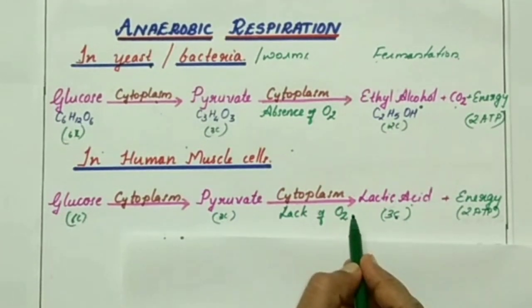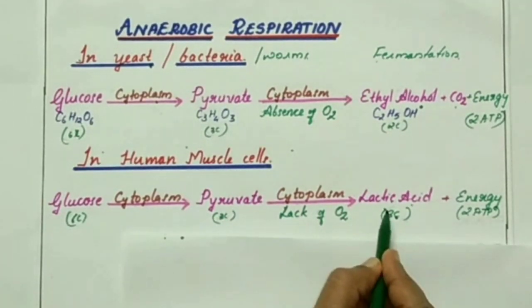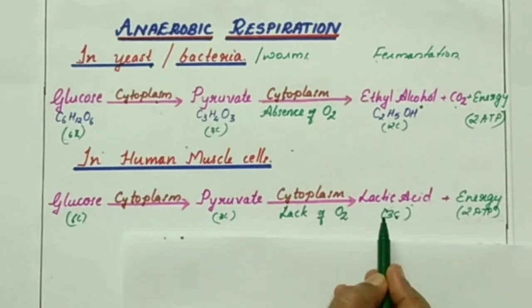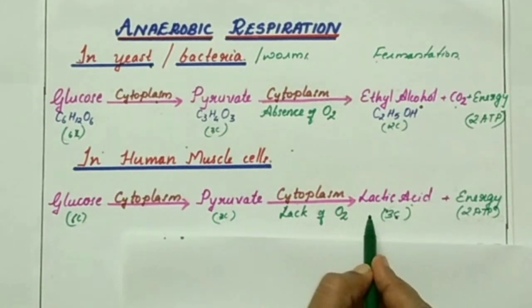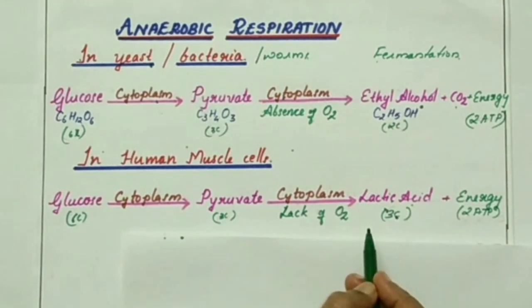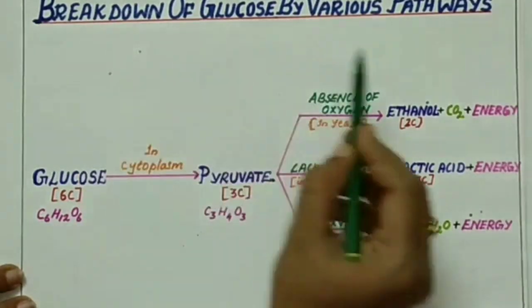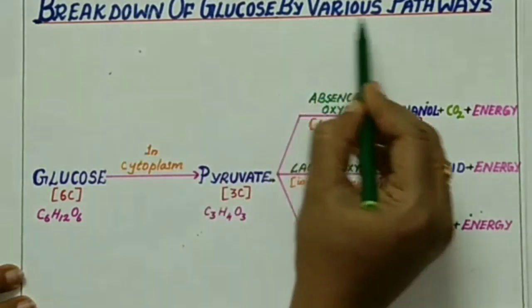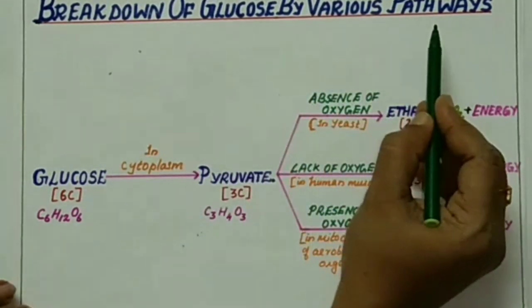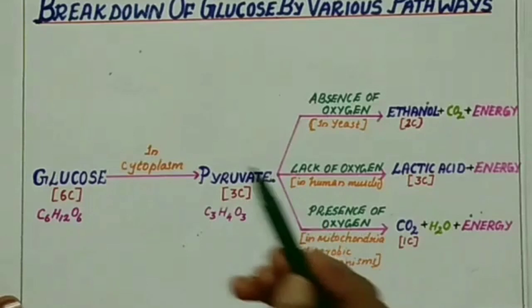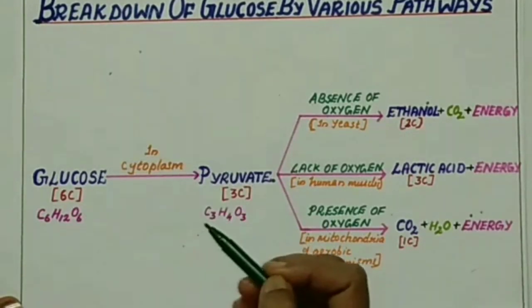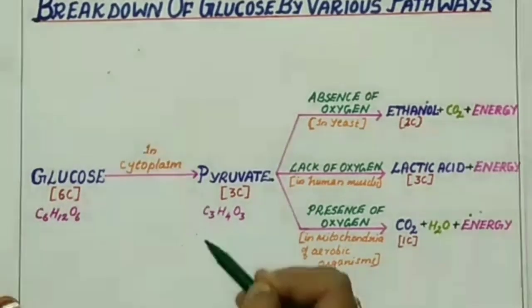But the accumulation of this lactic acid in the muscle cells leads to pain or strain. See, as we do too much physical activity, we feel pain in our muscles, no? So children, here is the flow chart of breakdown of glucose by various pathways, as we have discussed, aerobic respiration and anaerobic respiration of glucose molecules.